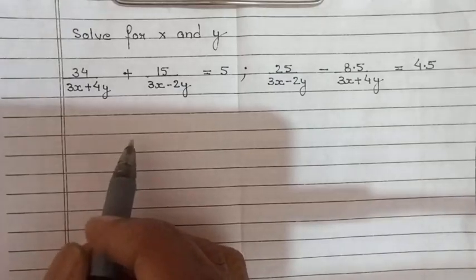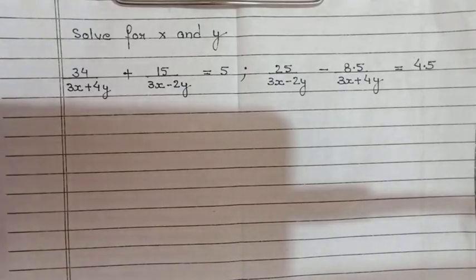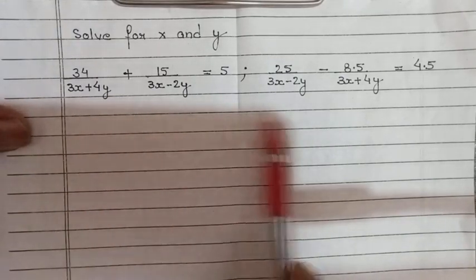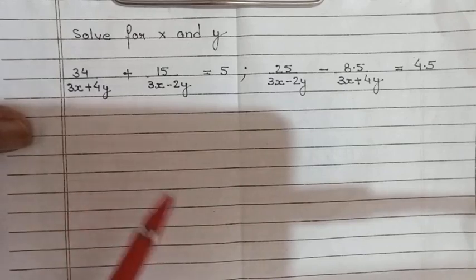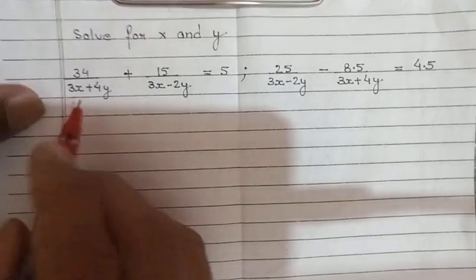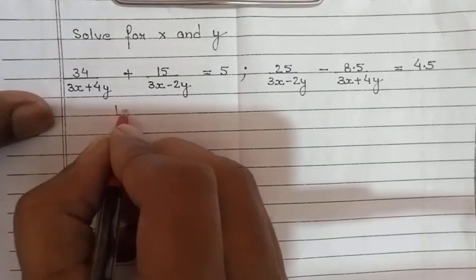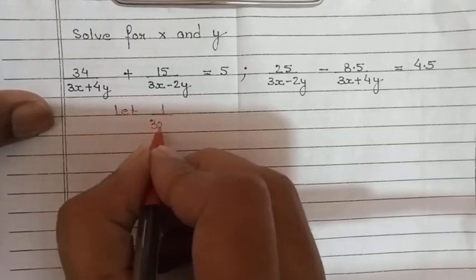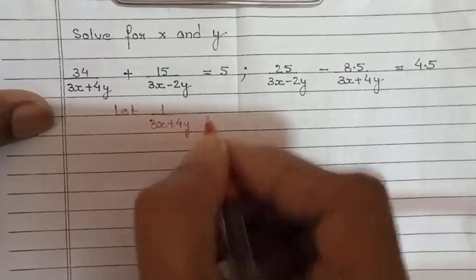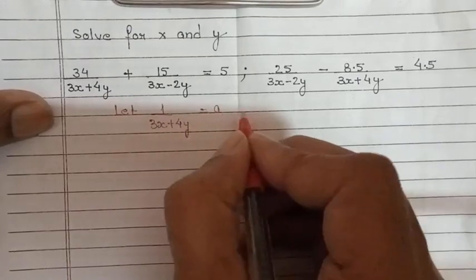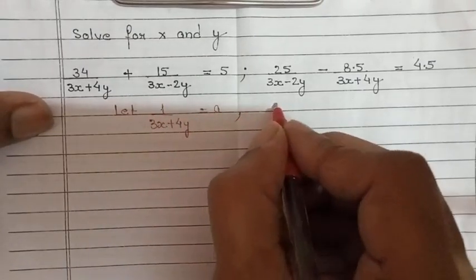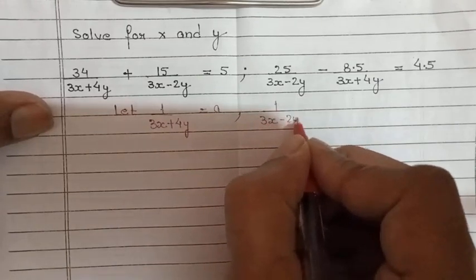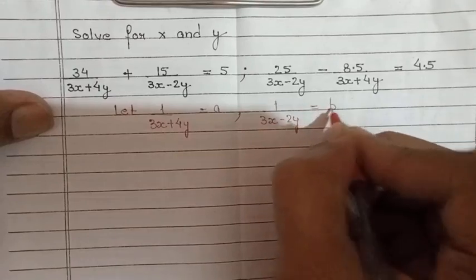Okay, now in this question, the two equations given to us are not linear equations. So our first step will be to convert these two equations into linear equations. Now let's see how it can be done. Our first assumption here will be: let 1 upon 3x plus 4y be considered as A. The second substitution will be 1 upon 3x minus 2y be considered as B.